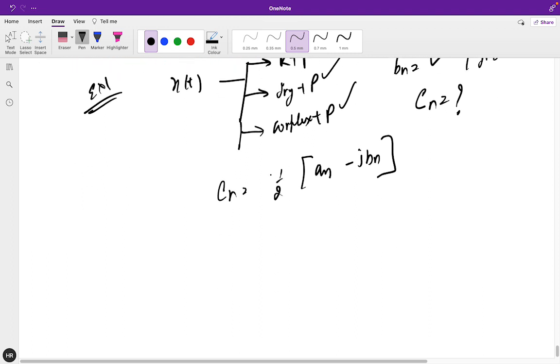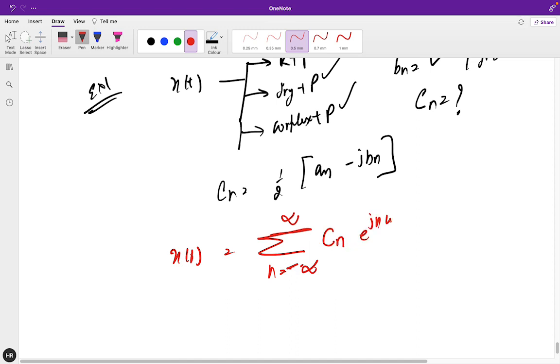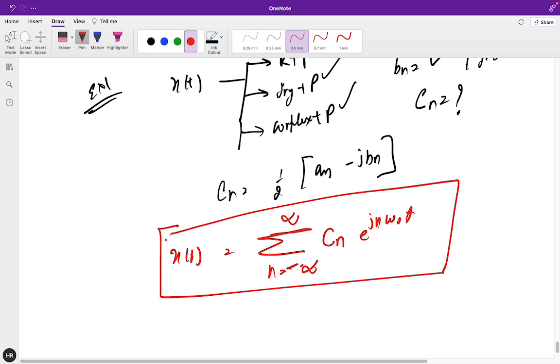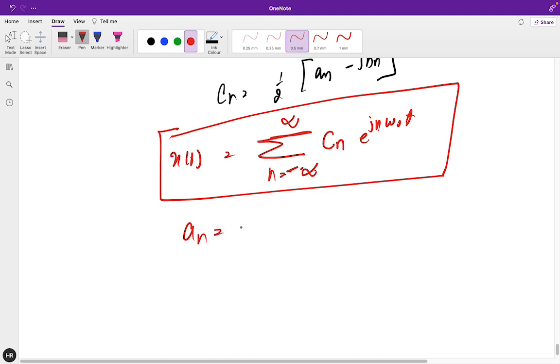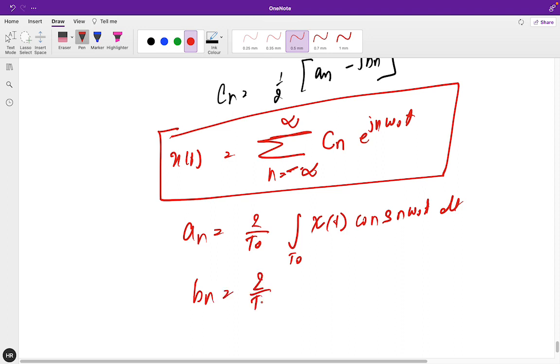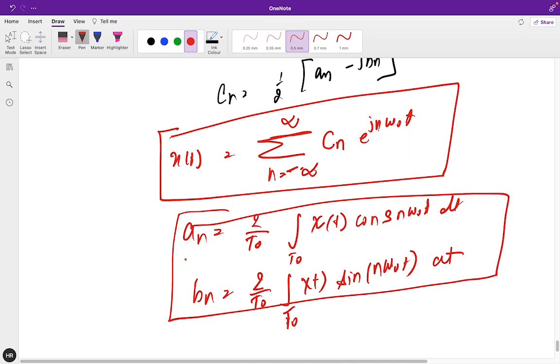See, we had seen the formula. What we had seen, the x of t formula is summation n equals minus infinity to infinity cn e power j n omega naught t. This formula we had seen, and we also know that an is nothing but 2 upon the overall time period, integral of x of t cos n omega naught t into dt. For bn, 2 upon T naught integral of x of t, instead of cos it will be sine n omega naught t into dt.